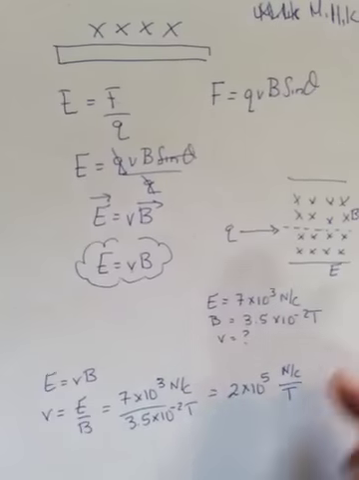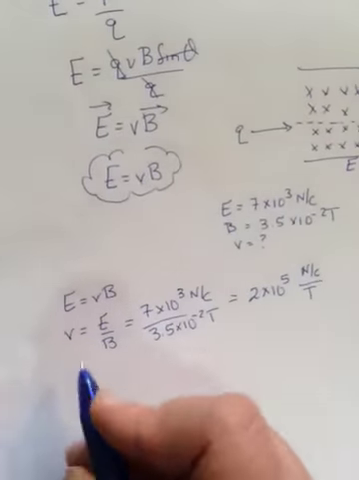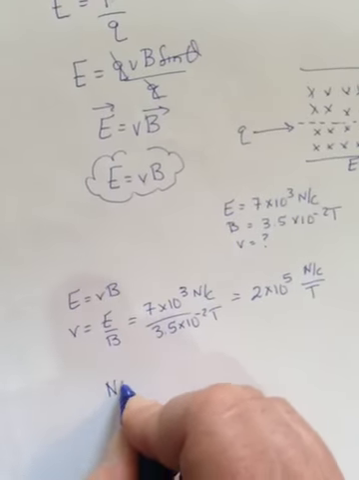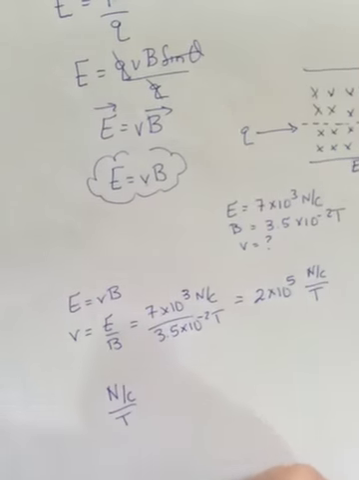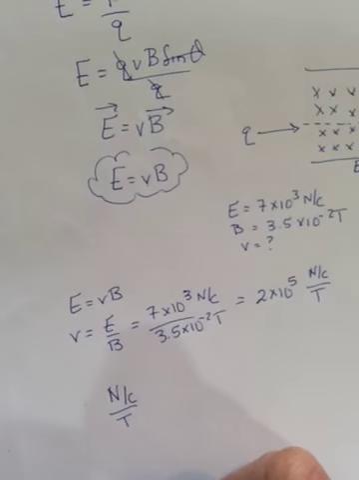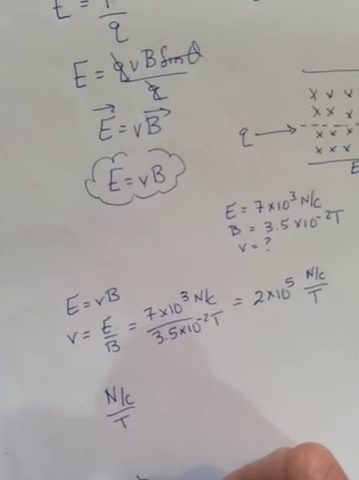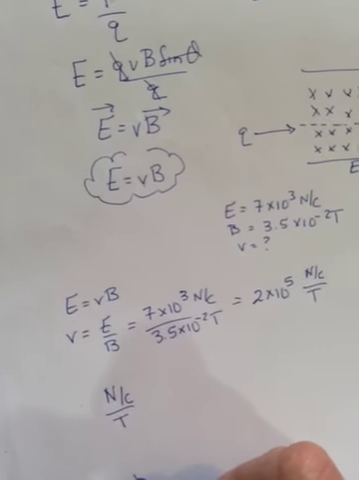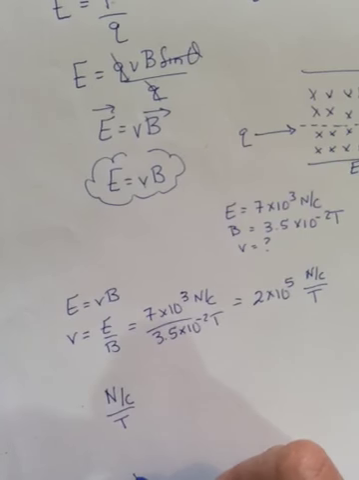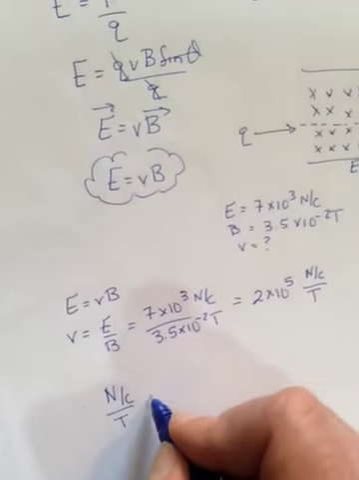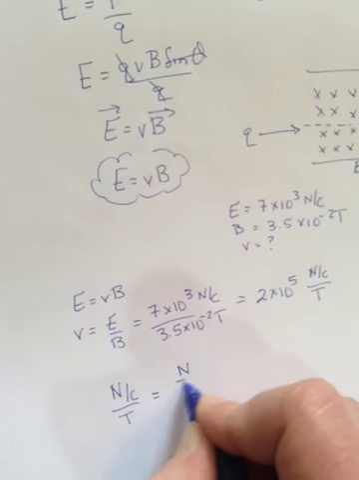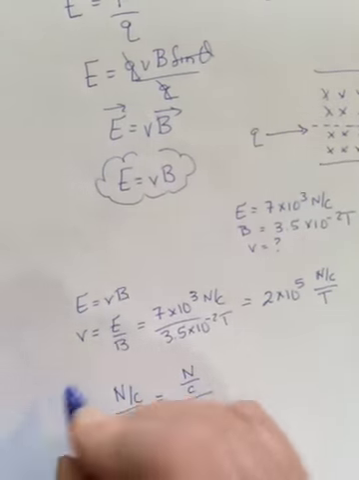So I want you to pause this video for a second and prove to me that newtons per coulomb over Tesla is equal to a meter per second. Okay, so pause it right here and then restart it, and I'll do it with you. Pause. All right, so a newton per coulomb over a Tesla.